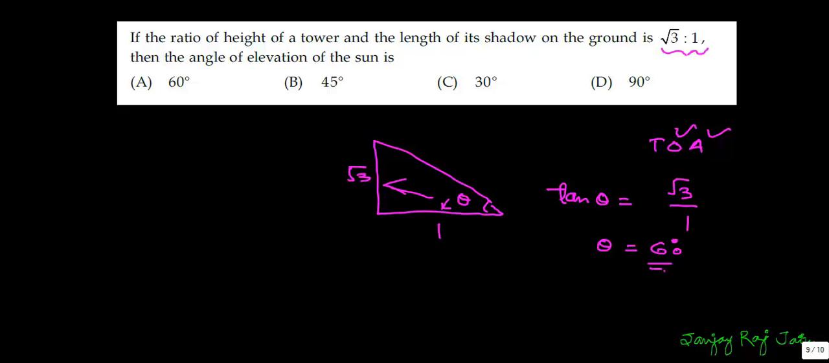Okay, and again by using that ratio also, we know that angle opposite to root 3 is going to be 60 degrees angle. So angle of elevation of sun is 60 degrees.